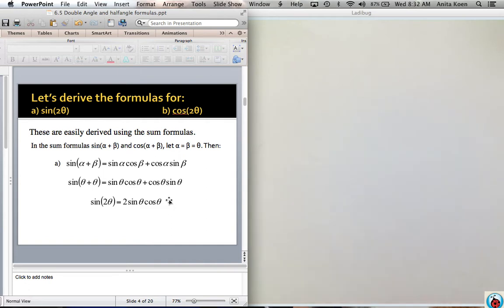You're going to have to be familiar with all of these formulas. Okay, so what we're going to do first is derive the formulas for the sine of 2 theta and the cosine of 2 theta. These are derived from the sum formulas that we used yesterday.